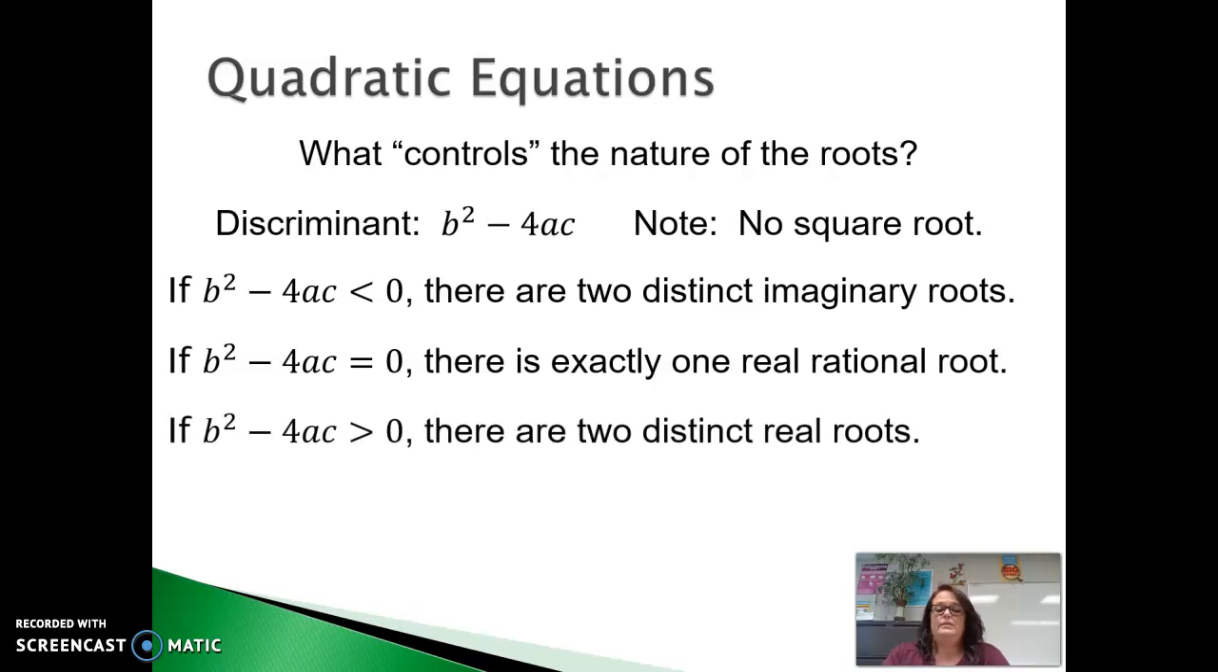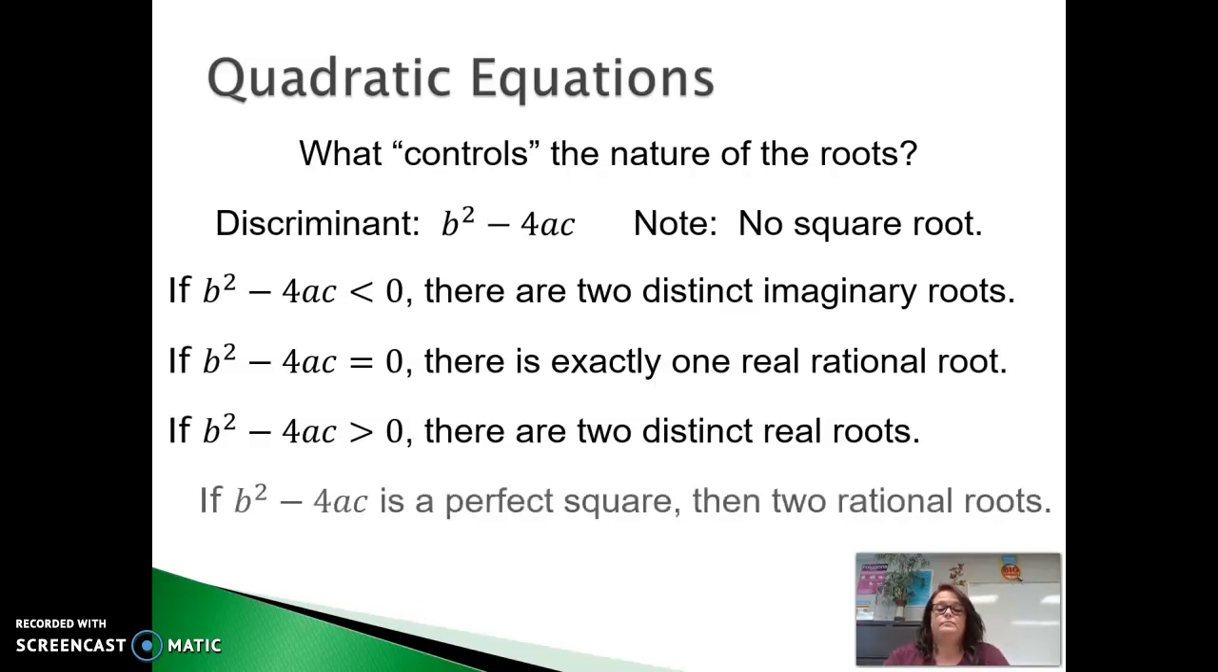And then if it's greater than 0, we have two distinct real roots. But the question is, once I know it's real, it could be rational or it could be irrational. So if it happens to be a perfect square, then we have two rational roots. But if it's not a perfect square, then we have two irrational roots. So if you haven't caught up to me yet, just pause the video for a second, and I'm going to flip over and talk about some of the examples we just did.